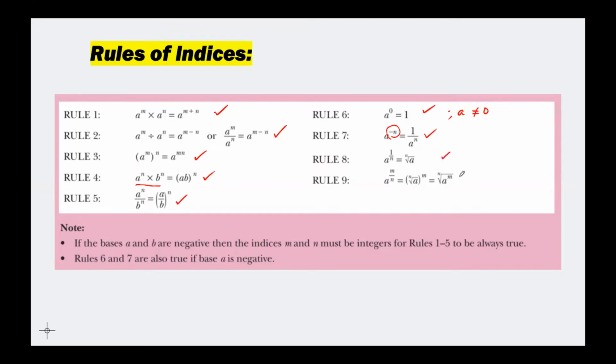Rule 8 and Rule 9 are used for surds. So for now, we will mostly be using Rule 1 until Rule 7. Rule 8 and Rule 9 are used when you're dealing with surds, that means when the exponents are non-integers, okay? So it can be in fraction form. So let's have a look at this.